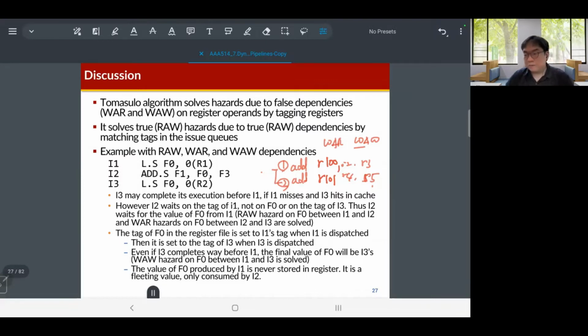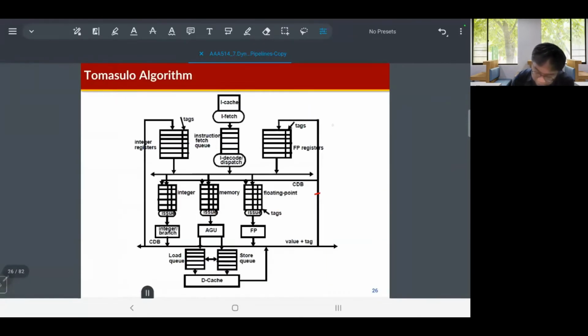But the Tomasulo algorithm actually employs the register renaming technique implicitly. What does that mean? When the instruction is issued, that is, dispatched, the Tomasulo algorithm changes the destination register number to the issue queue entry number. So for add R1, if the first add is dispatched to the issue queue, then this R1 is changed to the issue queue number, like the tag of this issue queue, for example tag 100.